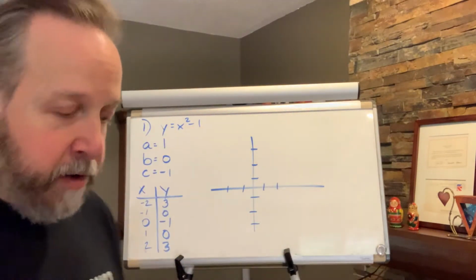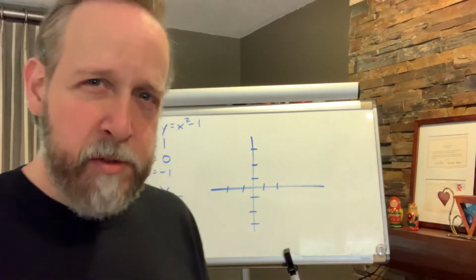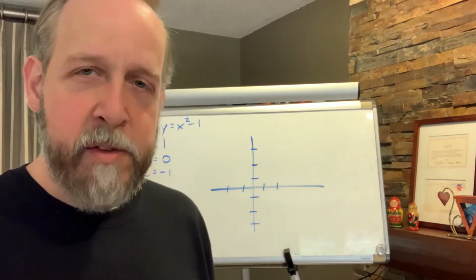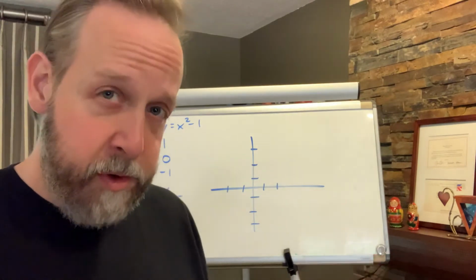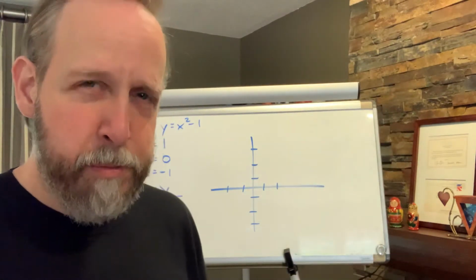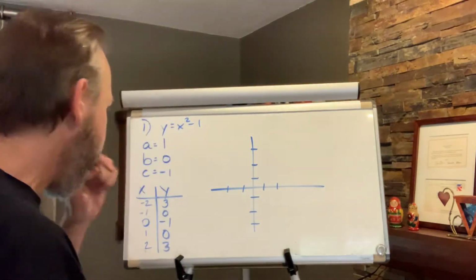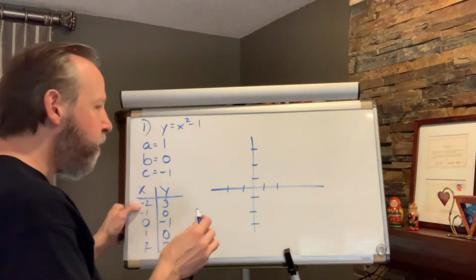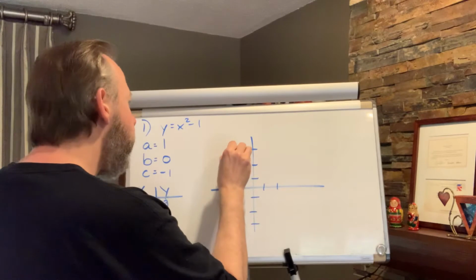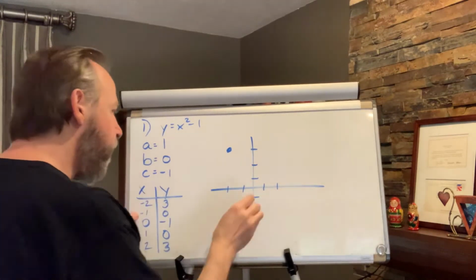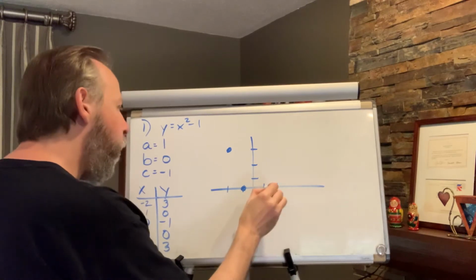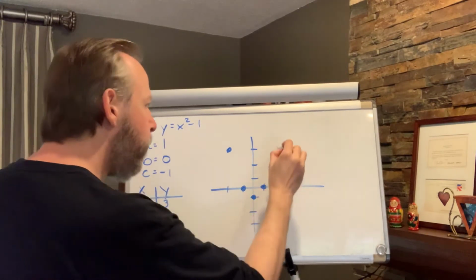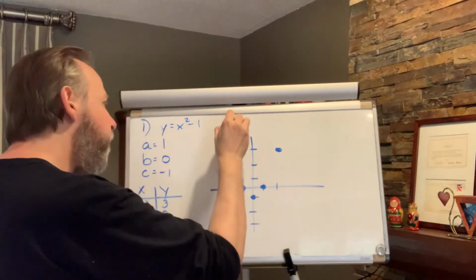Plot the coordinates carefully. Some of you are graphing strangely. Negative x's go to the left, positive x's to the right. Negative y's go down, positive y's go up. So please graph appropriately. Negative 2, positive 3. Negative 1, 0. 0, negative 1. 1, 0. 2, 3. We formed our parabola.